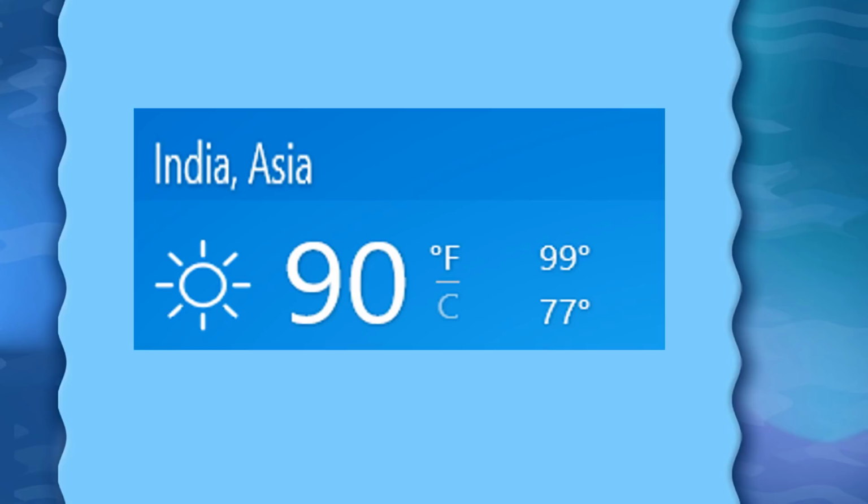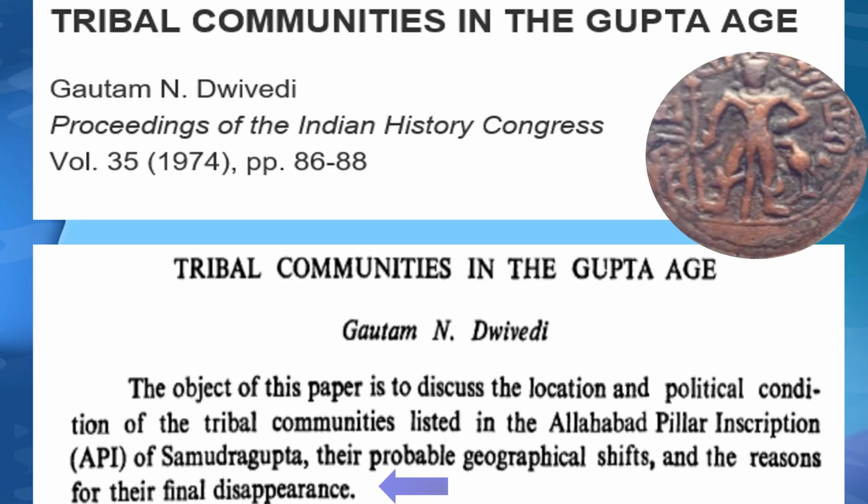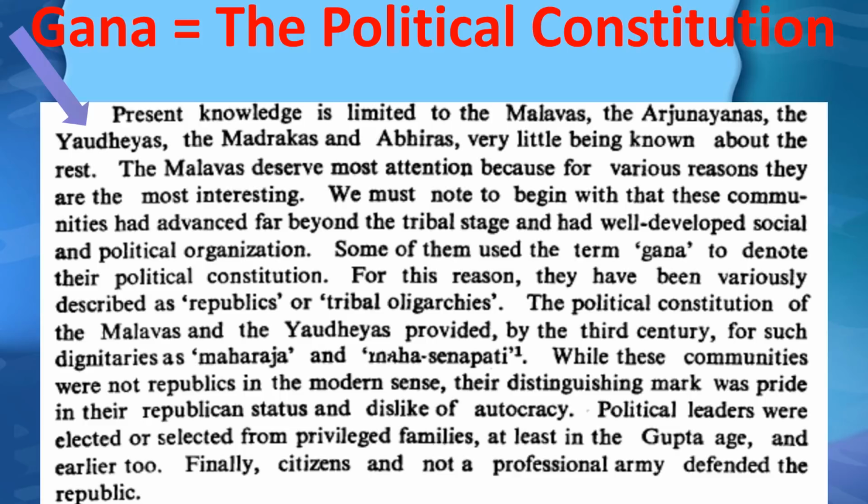And where do we find this ancient kingdom? No other place but the Punjab and Haryana region in India. And this ancient kingdom is noted in what is known as the Gupta age, and there is mention in this article of their final disappearance. And here you can see the Yaudheyas referenced in relation to tribal oligarchies and related also to this term Ghana, related to the political constitution. Now, this is the second time we've noted this word Ghana related to India.